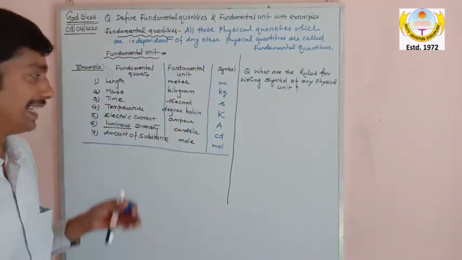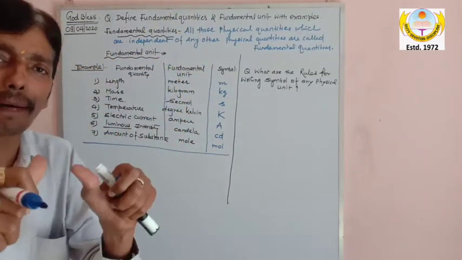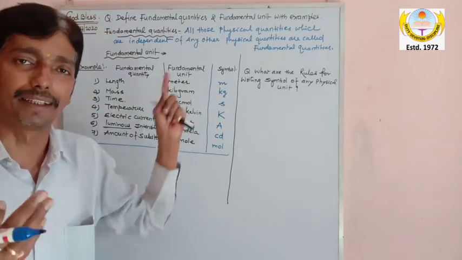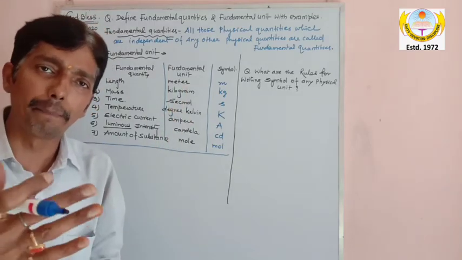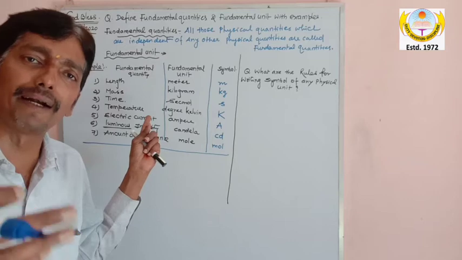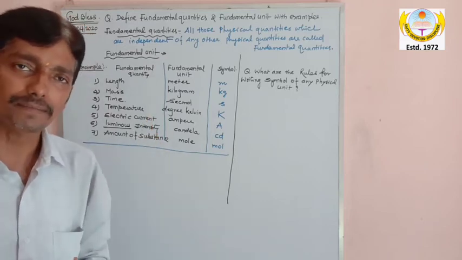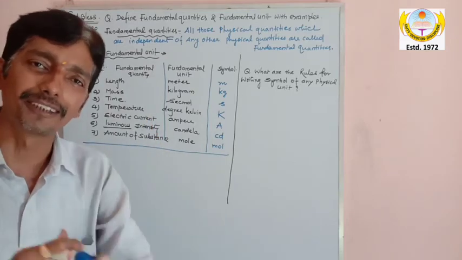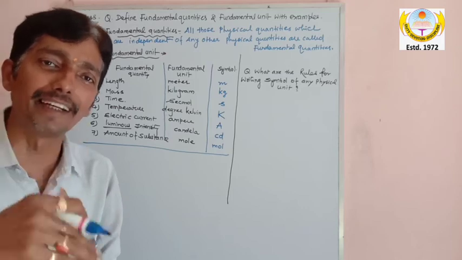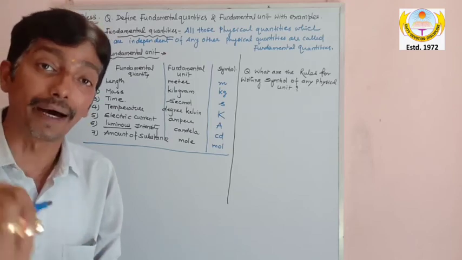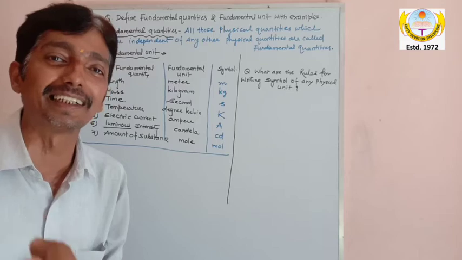Simple. These all 7 quantities don't depend upon any other quantity while measurement. Length doesn't depend upon any other quantity. Mass doesn't depend upon any other quantity. Time, we require only a watch. It doesn't depend upon velocity. It doesn't depend upon acceleration. Perhaps velocity and acceleration depend upon time.